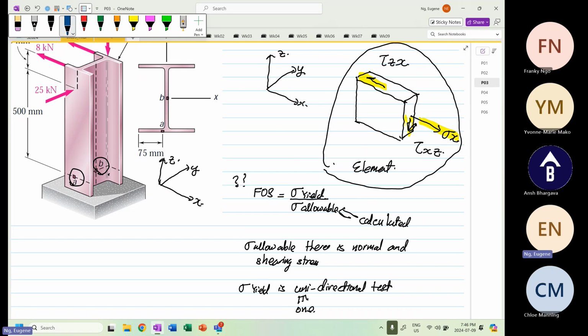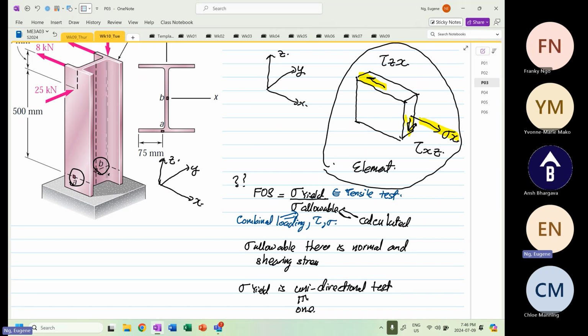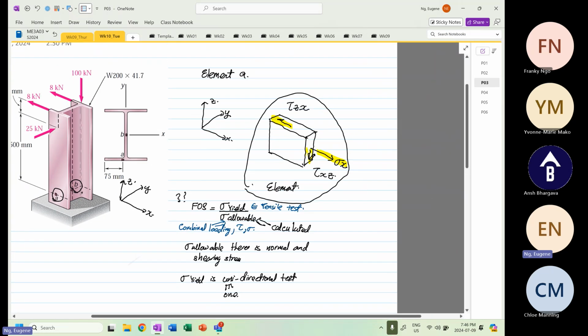For this case is given to us by a tensile test, for example. So one direction. This over here is from what? Combined loading, i.e. we have normal stress, or we have shear stress, and we have normal stress. So the only way to relate this, I'm going to show you how we're going to relate this.